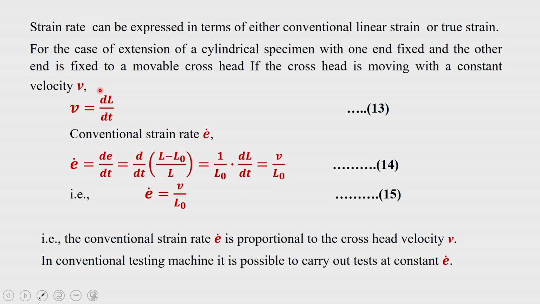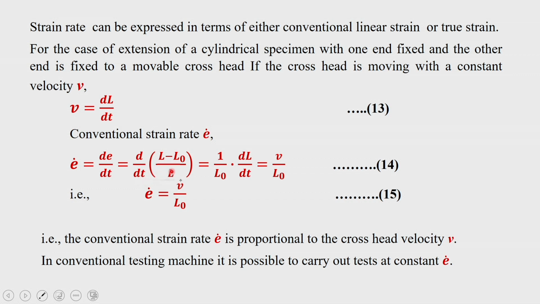The conventional strain rate can be calculated by this relationship: e dot is equal to de by dt, that is d by dt of (L minus L naught) by L naught, where L is the instantaneous value. So we can get it as 1 by L naught into dL by dt, that is equal to v by L naught.